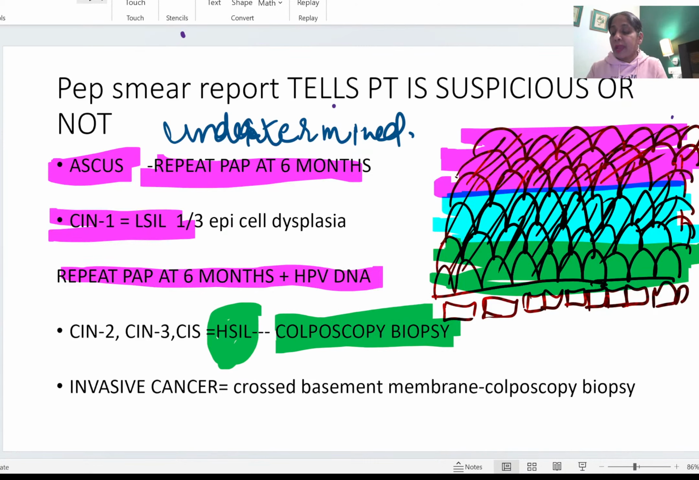We have to take the biopsy because there are high chances.